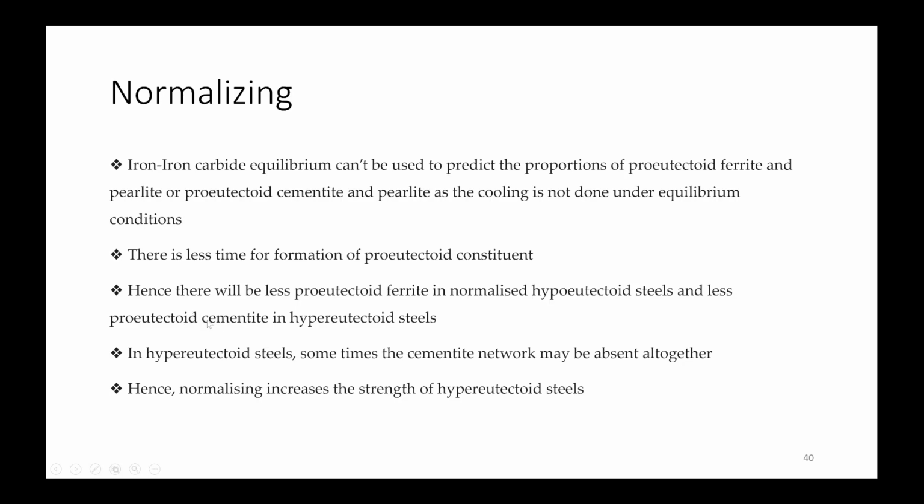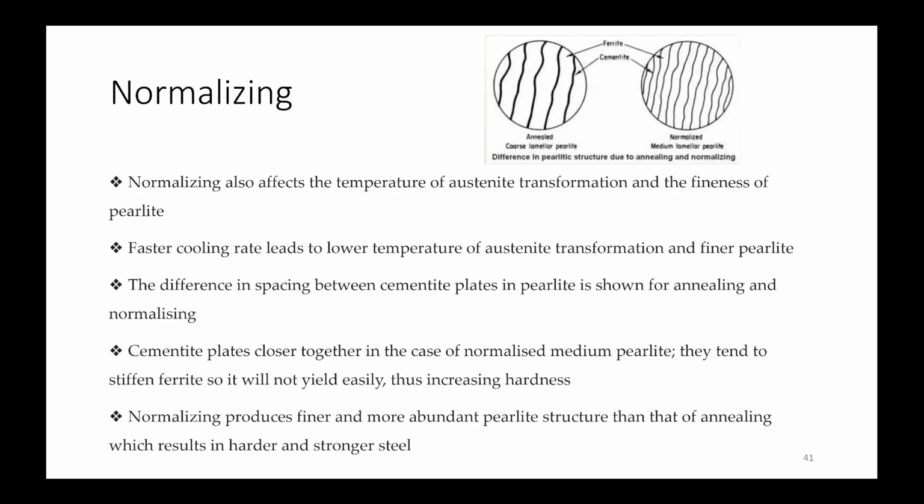So in case of normalizing, you are cooling faster. In hyper-eutectoid steels, sometimes the cementite network may be absent altogether. Hence, normalizing increases the strength of hyper-eutectoid steels. Normalizing also affects the temperature of austenite transformation and the fineness of pearlite, and the faster cooling rates lead to lower temperature of austenite transformation and finer pearlite.